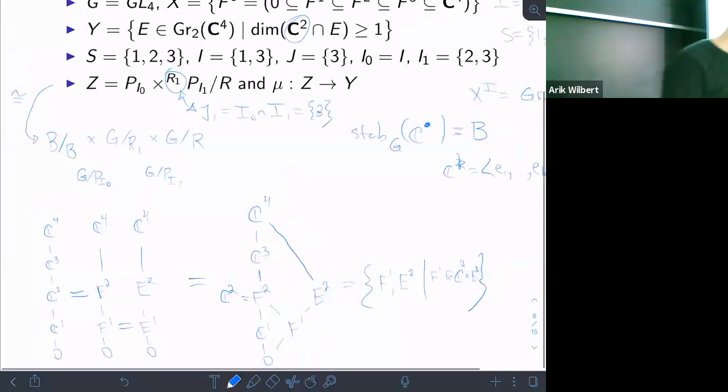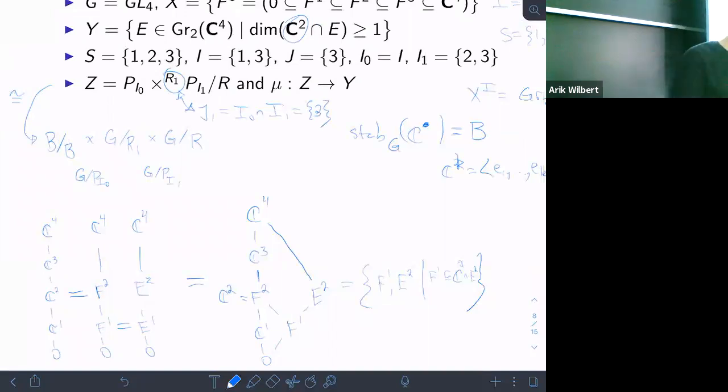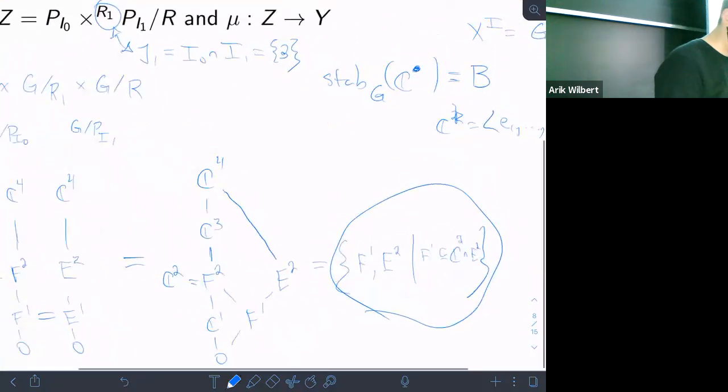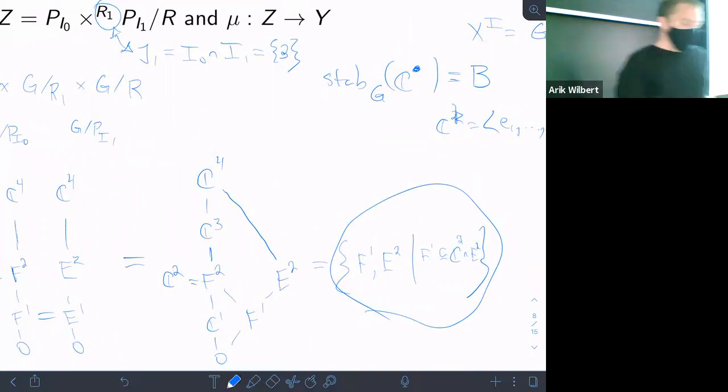So that's how you go from quotients of parabolic subgroups to subvarieties of a product of flag varieties. So the resolution ends up just being a line contained in C2 and E2, and then you project to E2, and that's the resolution of the Schubert variety.